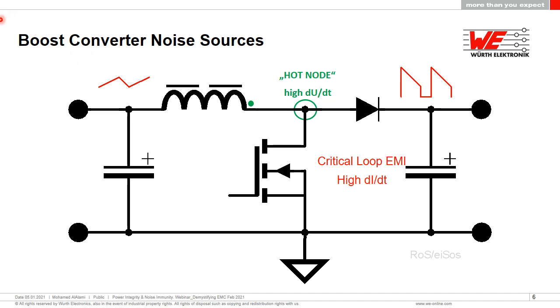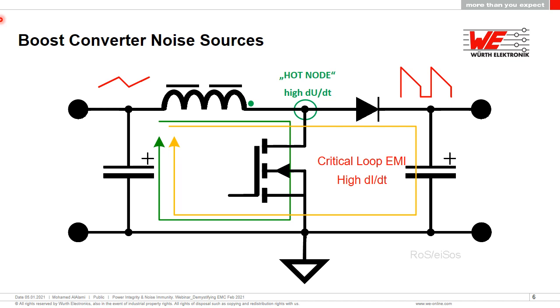The other area that we also need to be mindful of is the high di/dt, the critical current loop. As you can see, this is the critical current loop where you see a high di/dt signal flowing through this particular loop. So this needs to be minimized from a size point of view to limit its ability to radiate and cause issues.